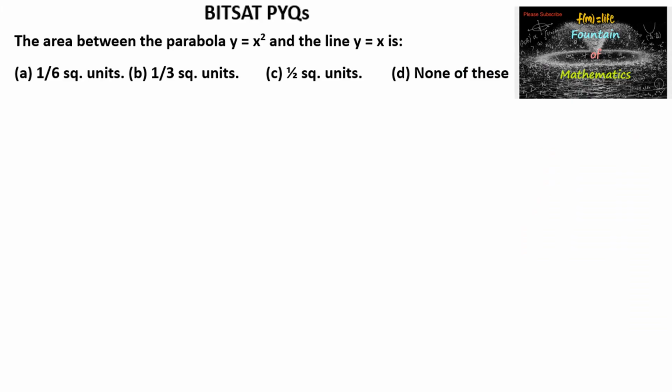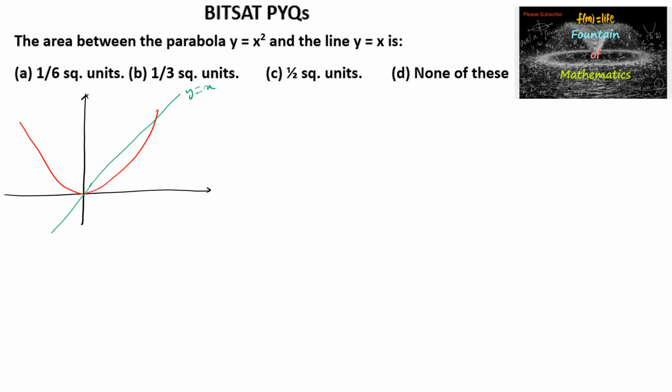We need to find the area between the parabola y is equal to x square. So y is equal to x square is a parabola open upwards, and the line y is equal to x will meet. So the area between them is the shaded region.